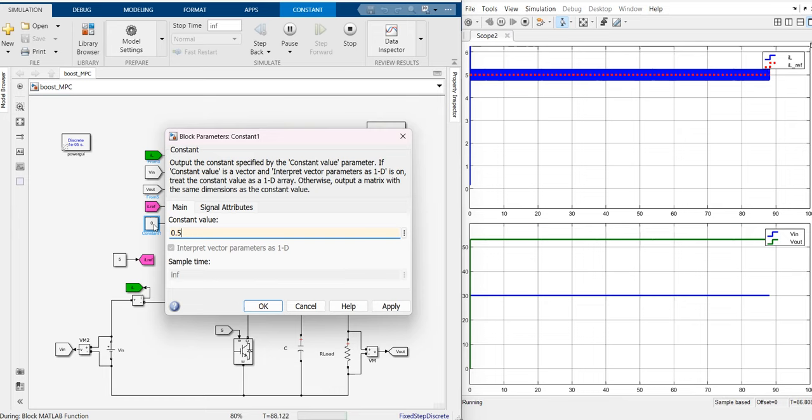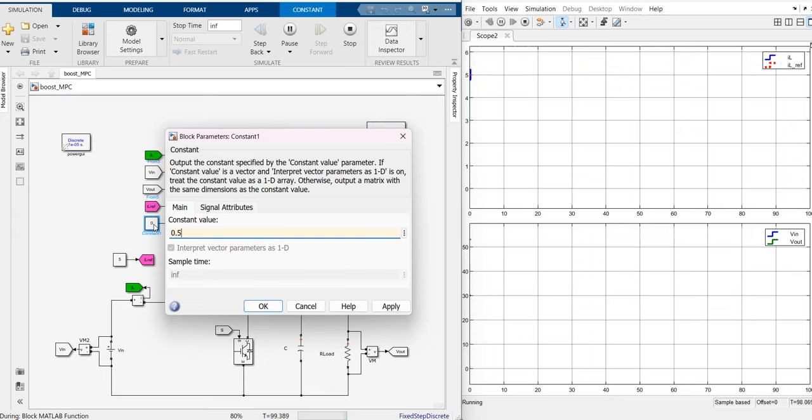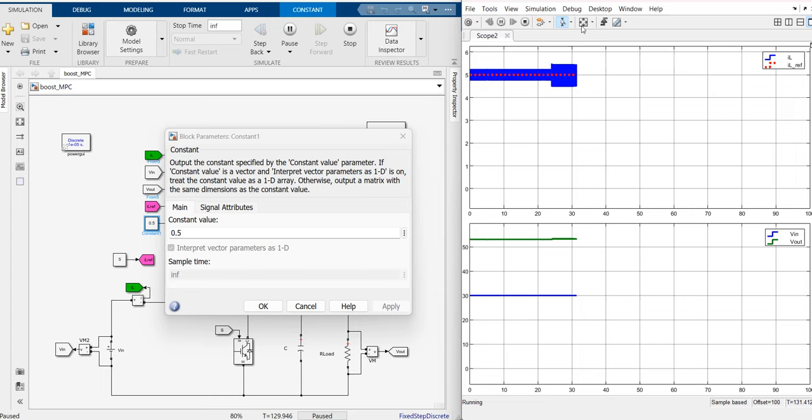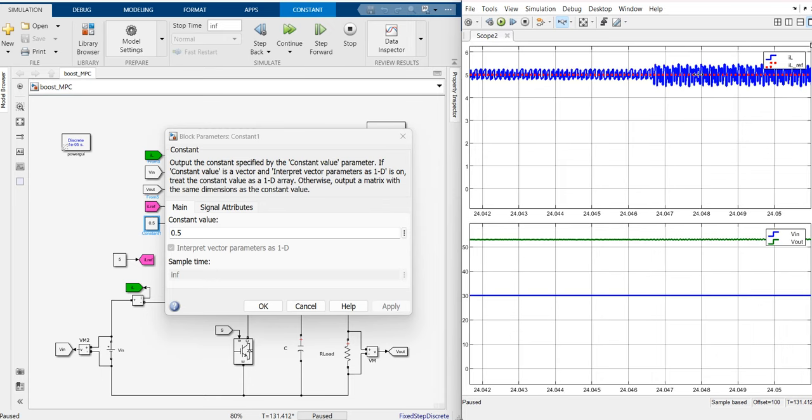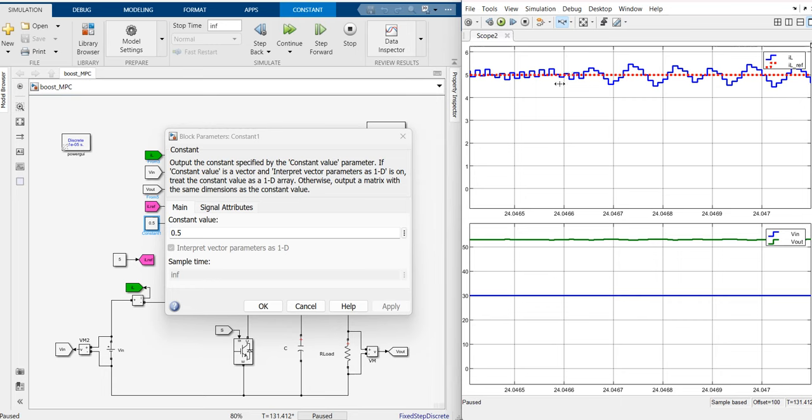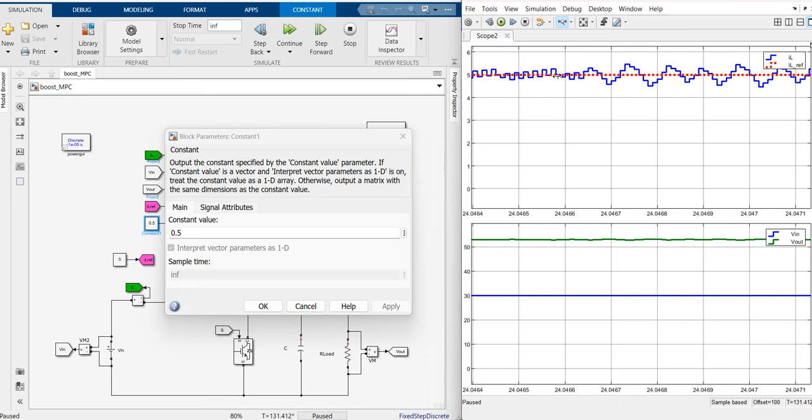We can define any value here, but it will change the inductor current ripple. For example, first I will try 0.5. At this point it is changed to 0.5. Yes. Now we can see that the switching frequency is changed because the period is larger than this part. So we can control the switching frequency here. Now we can try some different value.